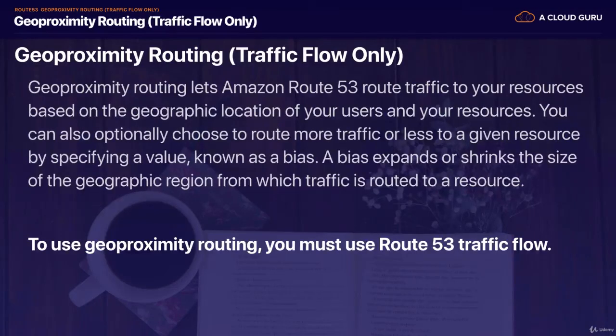So in terms of my exam tips, just remember what it is at a very high level. It allows you to route traffic to your resources based on the geographical location of your users as well as your resources. And you can influence this using biases. But in order to use this, you must use Route 53 traffic flow.